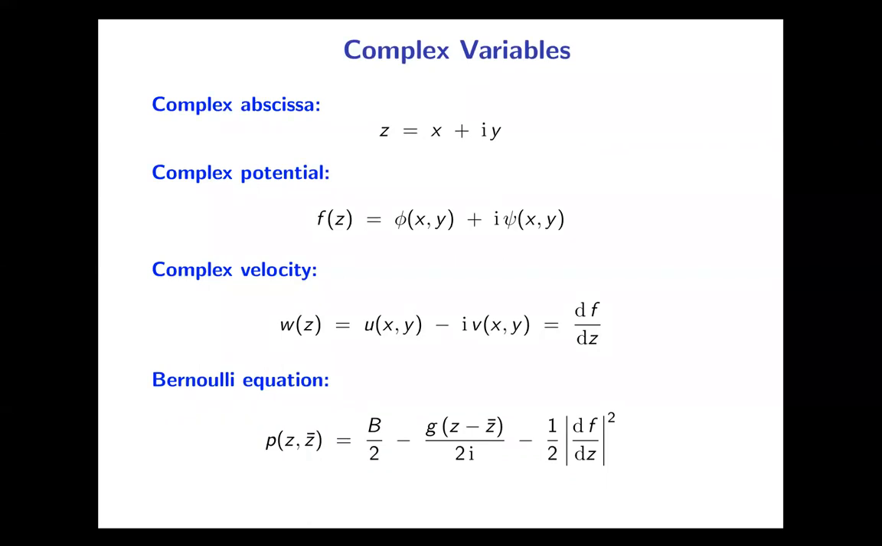So we introduce a complex abscissa, a complex potential, and the complex velocity, that is the derivative of the complex potential. So with F and W, we have to deal with two holomorphic functions that are very nice. But the pressure is not a holomorphic function, because the pressure is not harmonic. We have seen in the beginning that the pressure fulfills a Poisson equation, not a Laplace equation. So the fact that this pressure is not holomorphic is a bit problematic. And so we wanted to overcome this difficulty.